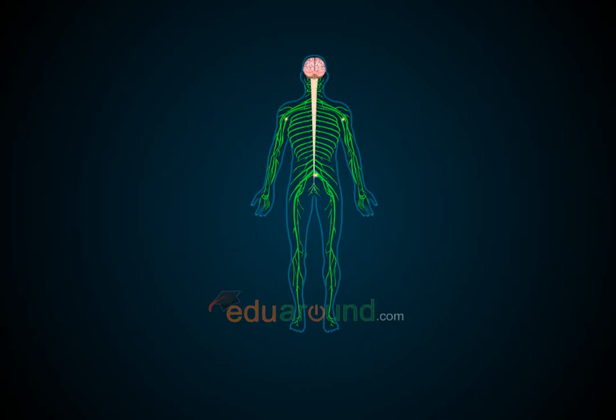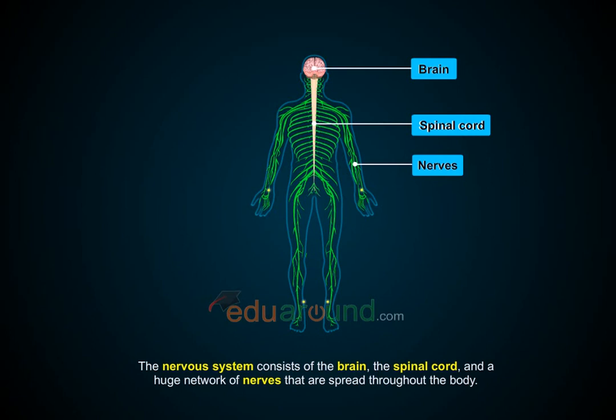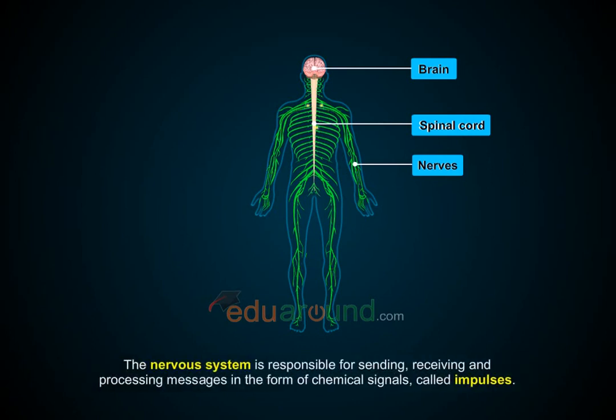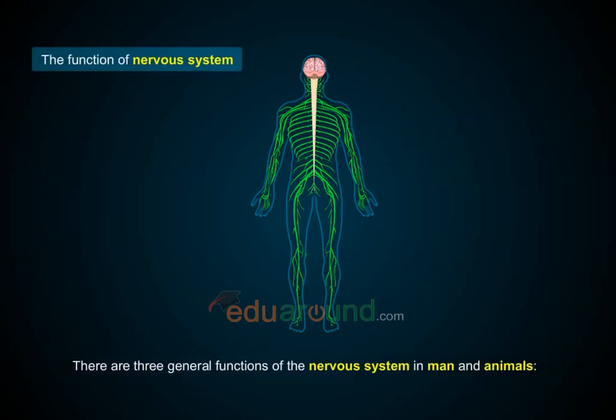Functions of the nervous system. The nervous system consists of the brain, the spinal cord, and a huge network of nerves that are spread throughout the body. The nervous system is responsible for sending, receiving, and processing messages in the form of chemical signals called impulses. There are three general functions of the nervous system in man and animals.